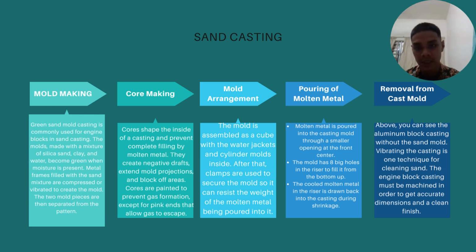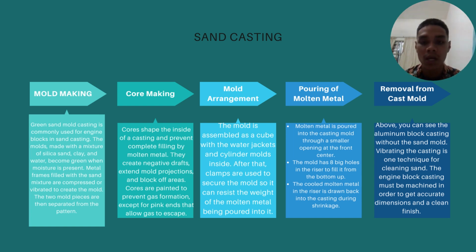For the first one, green sand mold casting is commonly used for engine blocks in sand casting. The mold is made with a mixture of silica sand, clay, and water, and becomes green when moisture is present. Metal frames filled with the sand mixture are compressed or vibrated to create the mold. The two mold pieces are then separated from the pattern.